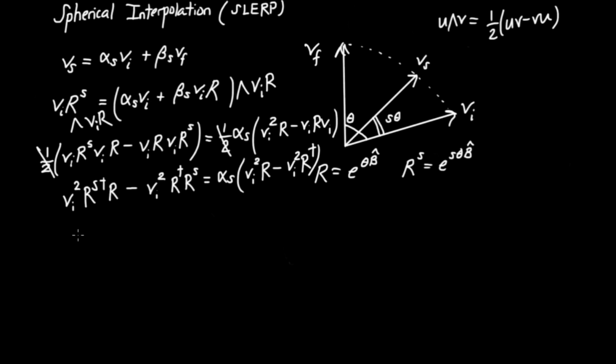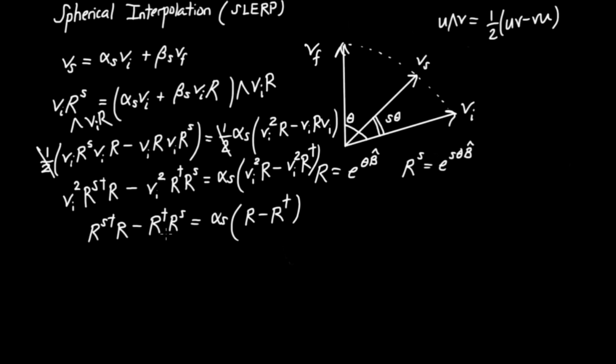Now remember that the square of a vector with a geometric product is just equal to its length squared. And everything inside here was of unit length, so these VI squareds are just 1. So let me rewrite this line with that in mind. I have R to the S dagger times R minus R dagger R to the S equals alpha sub s times (R minus R dagger). So this simplifies very nicely.